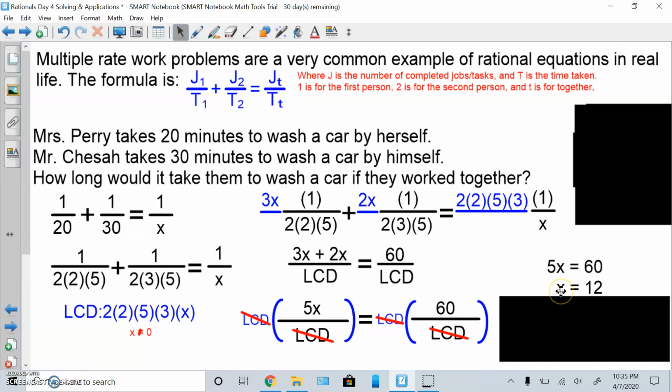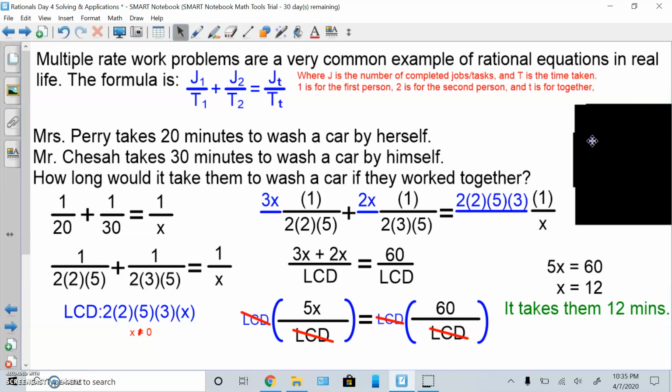Before you box the answer, check, is that in our restriction? 12 is not in there, so we're good. So it takes them 12 minutes together to wash a single car. And that's it.